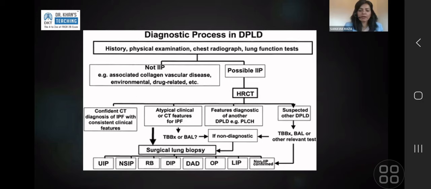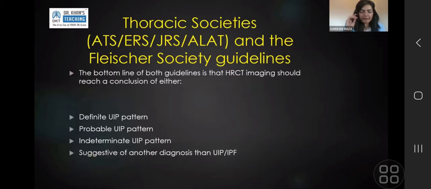The pattern will guide you down a certain route, and that route is hardly ever explored by the general radiologist. It comes out of a multidisciplinary team meeting. So the pattern classification is done by various societies. There are two large main classifications that are followed in the world. There's the American or the ATS guidelines, and then there's the Fleischner Society guidelines. Depending on where you are in the world, you can follow either of them. There is a lot of overlap between them.